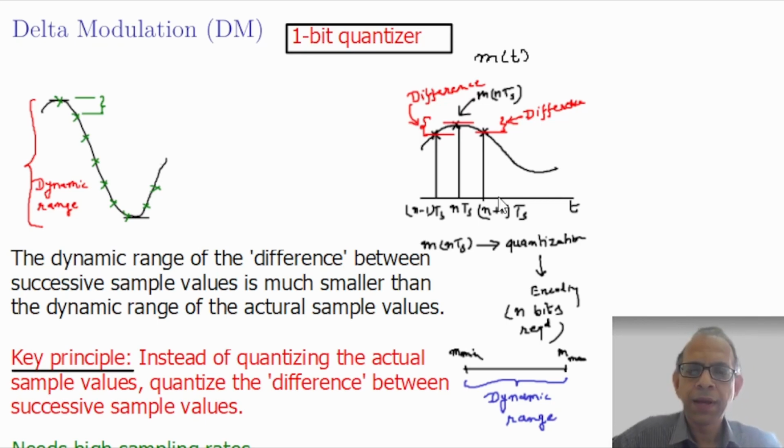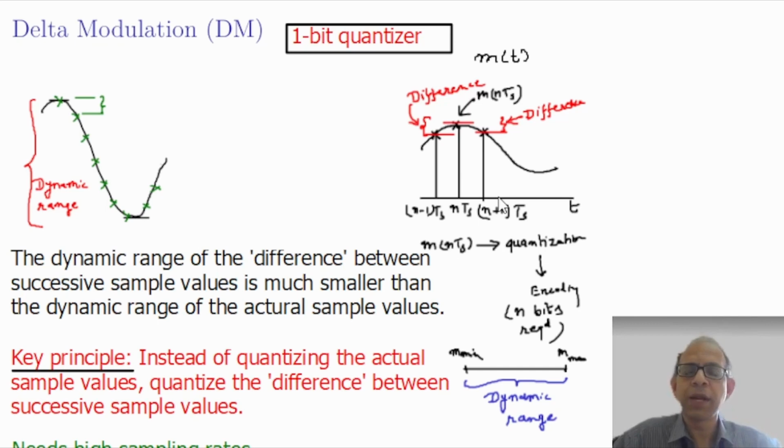sample. Now it is noted that for practical signals, successive sample values do not differ much. And if instead of quantizing the actual sample value, we quantize the difference between two successive sample values, then we can achieve quantization using fewer bits. The extreme case of it would be to have a 1-bit quantizer. A delta modulator is that extreme.